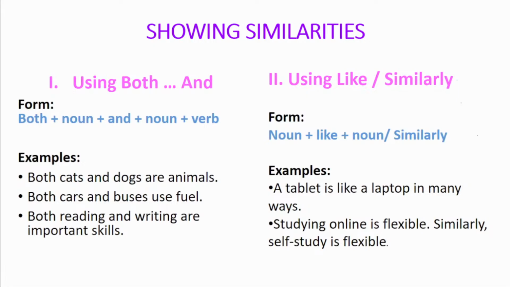Both cats and dogs are animals. You can see the use of both and, right? Both cars and buses use fuel, right? So vehicles use fuel. Both reading and writing are important skills, right? So you can see comparisons showing similarities. Then using like, similarly, right?